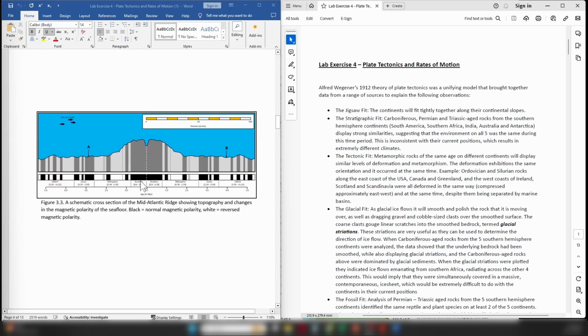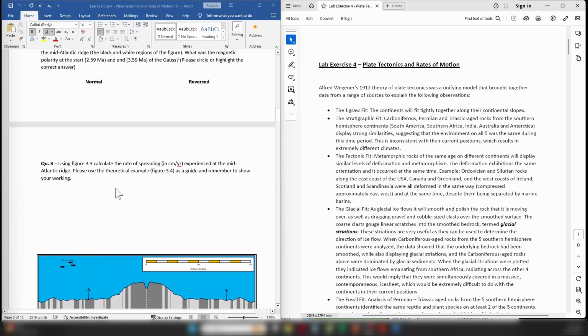So if we come down and look at our diagram, can we find it? Yes, here's the Gauss right here. You can see it's starting here at about 2.59 and it's finishing here at about 3.59. So the question is, look at the diagram. At the start and end of the Gauss, was the magnetic polarity normal or reversed? If you're uncertain about what these colors mean, just read the little point down here as part of the explanation of the diagram.